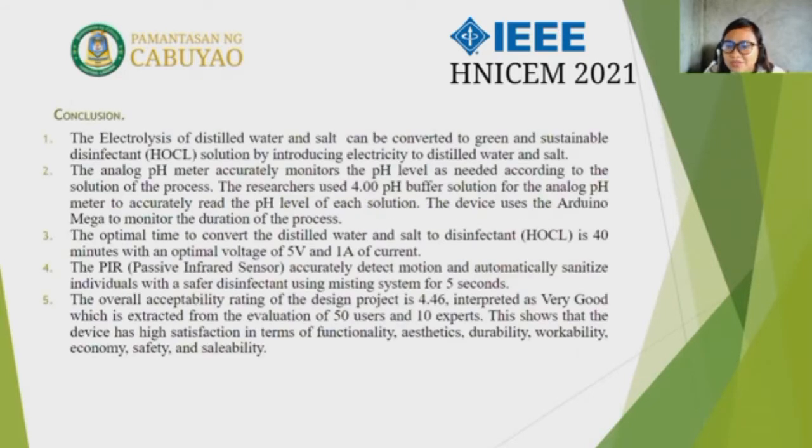We conclude that electrolysis of distilled water and salt can be converted to a green and sustainable disinfectant solution. The analog pH meter can accurately monitor the pH level, using buffer solution. The optimal time to convert it is 40 minutes, 5 volts of voltage, and 1 ampere of current. The PIR can accurately detect motion and automatically sanitize individuals using a misting system for 5 seconds. The overall acceptability rating of the design project is 4.46, interpreted as very good.